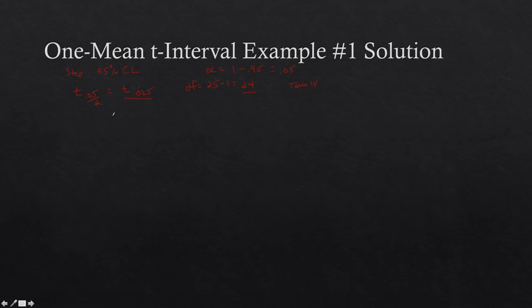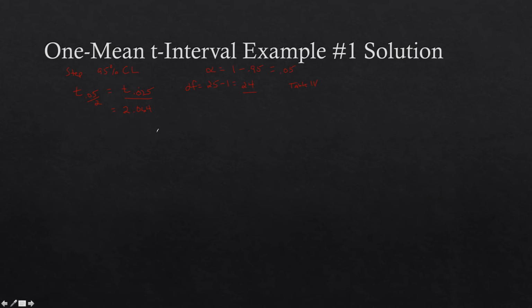And they should meet at this number here, 2.064. So go to the back of your book and look at your Table 4. Make sure you can identify how I got that 2.064 by scrolling down the table. All right, so there's your 2.064. That's your t sub alpha divided by 2. All right, so we have that done.